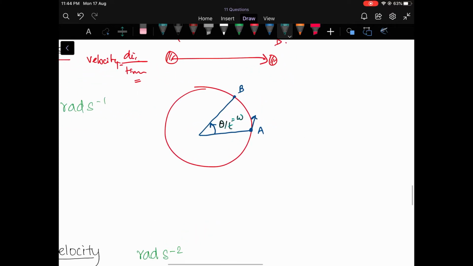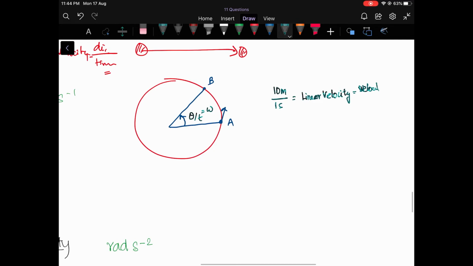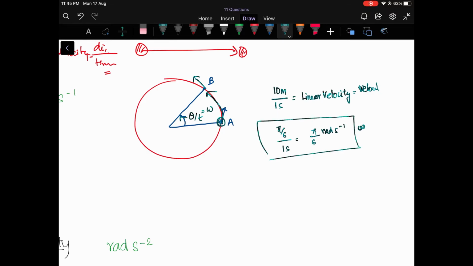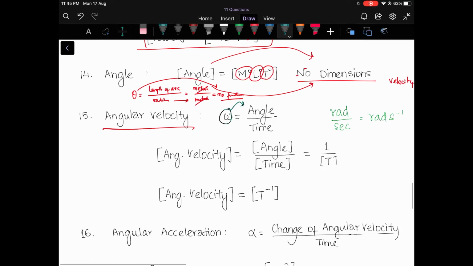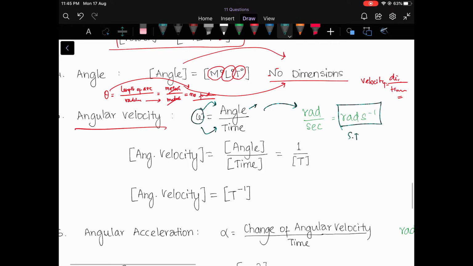So let me tell you again, how much distance is covered in how much time is known as linear velocity or simply velocity. But suppose you are moving in a circular path and the object goes from point A to point B in the circle, covering an angle of, let's say, pi by 6 radians per second, that is like 30 degrees per second. So your answer becomes pi by 6 radians per second as your angular velocity. We represent this quantity by omega. So we have how much angle is covered in how much time, and angle must be measured in radians. So radians per second is the SI unit of your angular velocity.